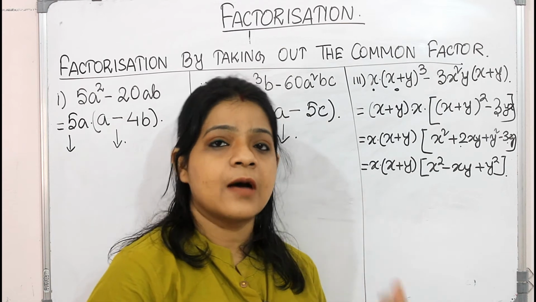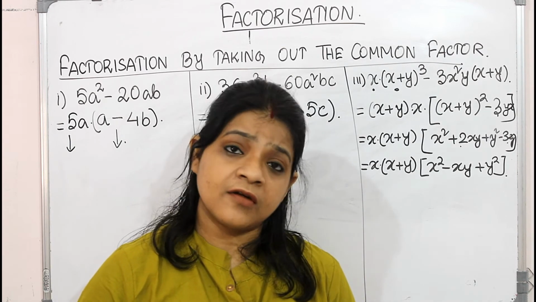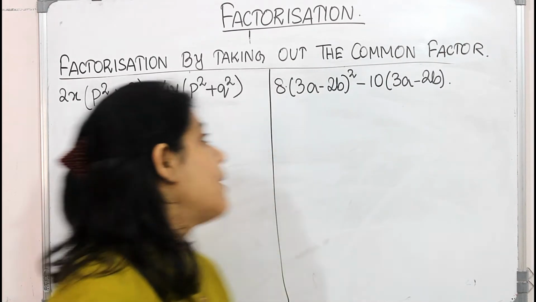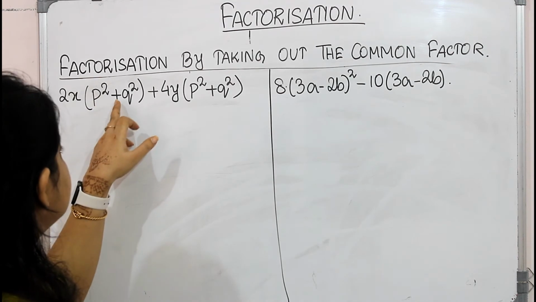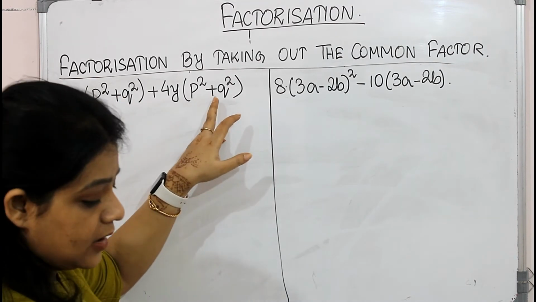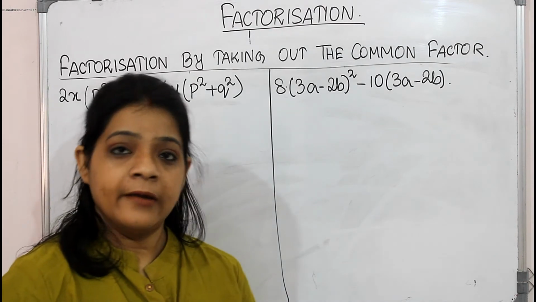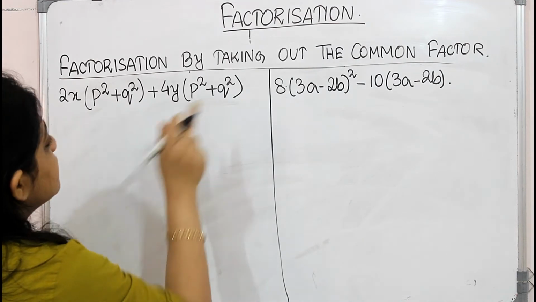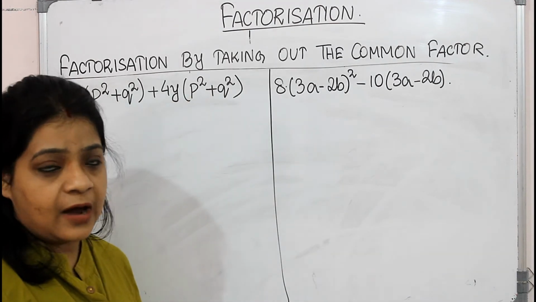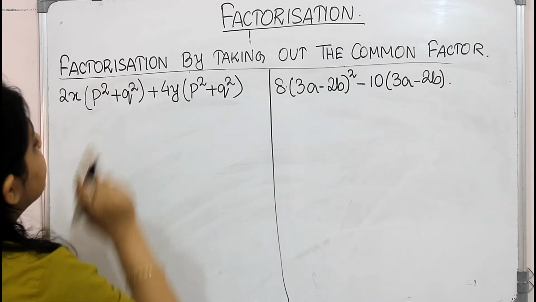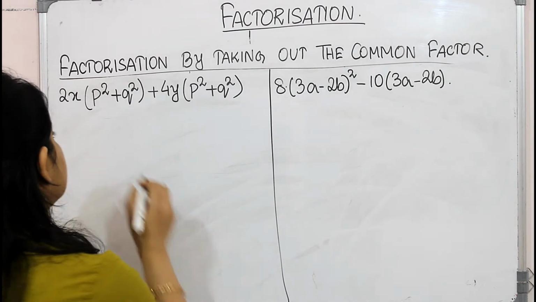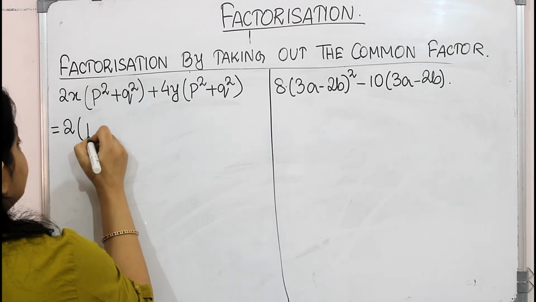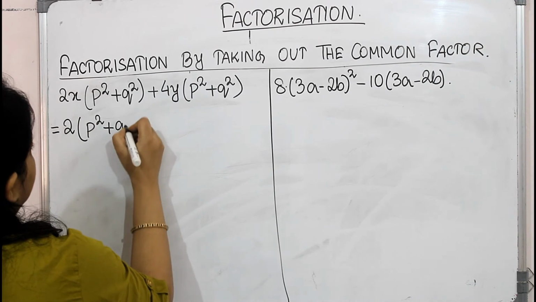So let's look into some other examples of factorization by common factors. The next sum is twice x into (p square plus q square) plus 4y into (p square plus q square). Now see what are the visible common terms that you are getting. p square plus q square is common to both the terms, right? And it is also divisible by 2. So, what are the things that we will be writing before the bracket? Obviously 2(p square plus q square).